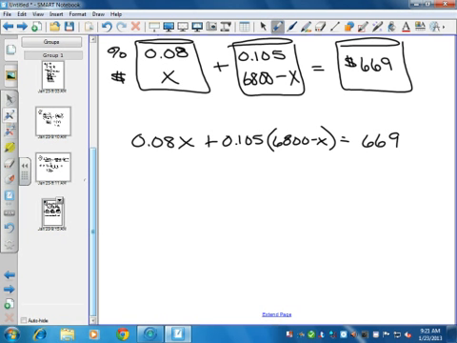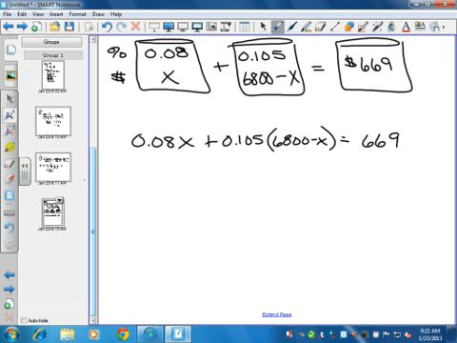Yes? Could you have a 6,800 minus X? Totally could have it on the first one. Let's say all I cared about was how much was in the 8% account, then I'd leave it like this. If all I cared about was how much was in the 10.5%, then absolutely I'd want to switch those because it'd just be quicker in the end.